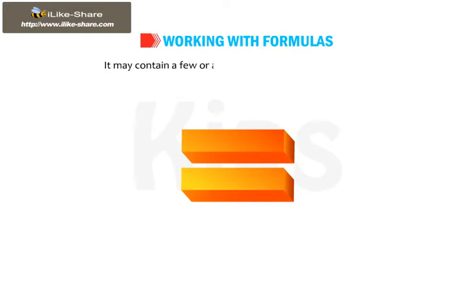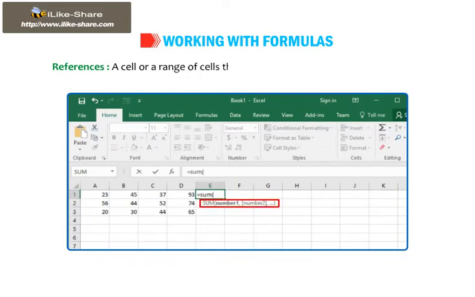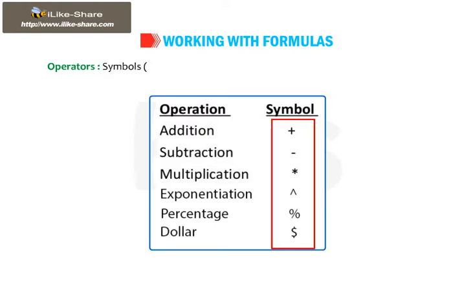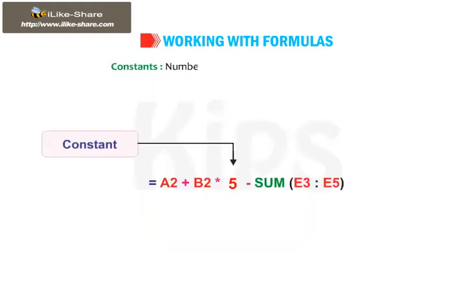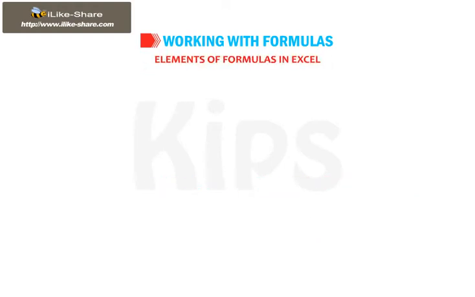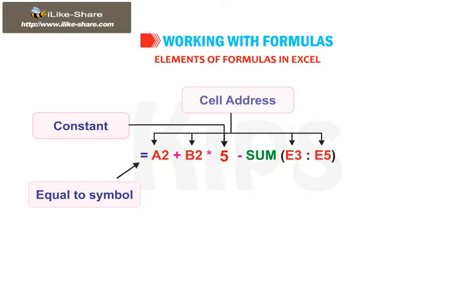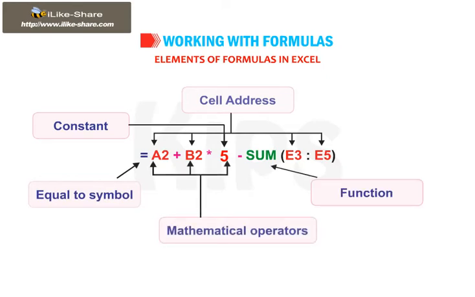It may contain a few or all of the below mentioned elements. References: a cell or a range of cells that you want to include in your calculation. Operators: symbols like plus, minus, multiplication, exponential, percentage, etc., that specify the operation to be performed. Constants: numbers or text values that do not change. Functions: predefined formulas in Excel. Elements of formulas in Excel: cell address, constant, equal to symbol, mathematical operators, function, range.